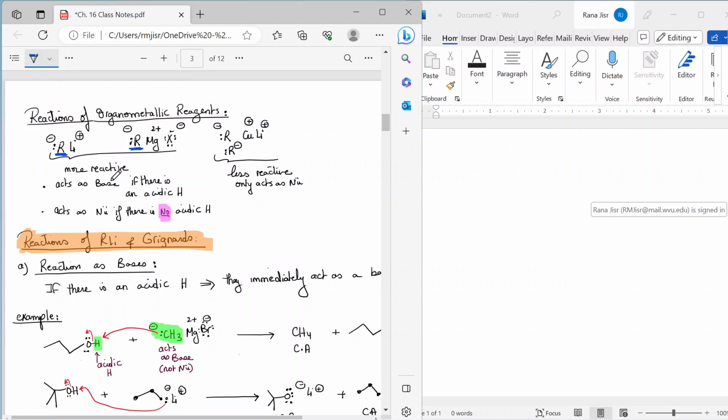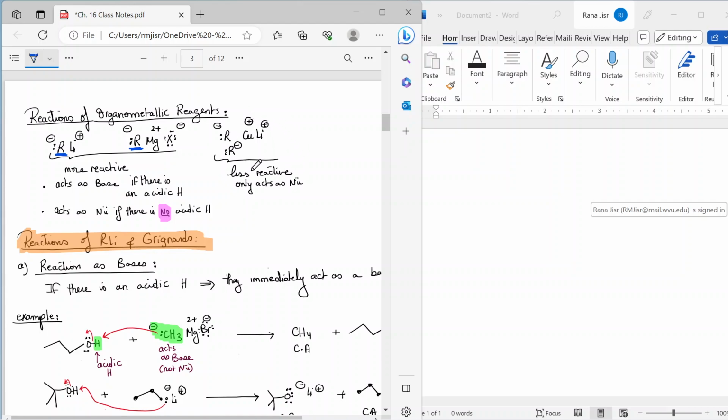The acid-base reaction always has priority if there is any acidic hydrogen in the solution. If there's no acidic hydrogen, then you're going to end up having a nucleophile-electrophile reaction, where your carbanion is going to behave as a nucleophile and it will react with any electrophile in the solution.